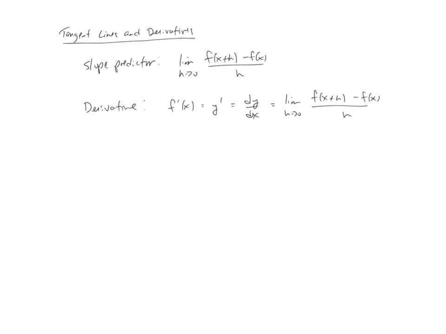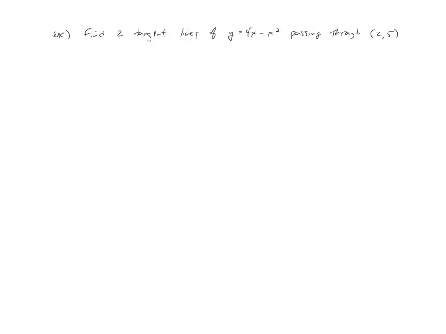So for our first example, we are actually going to find two different tangent lines on the curve y equals 4x minus x squared passing through the point 2, 5. Now, when I draw a picture here, if you can be exact, great. If you can't, most of the time it doesn't have to be perfect. So what I know is that my 4x minus x squared is a parabola that opens down. And I know that I'm looking for two tangent lines to come off of this passing through the point 2, 5. Now, the point 2, 5 is actually not a point on this graph.